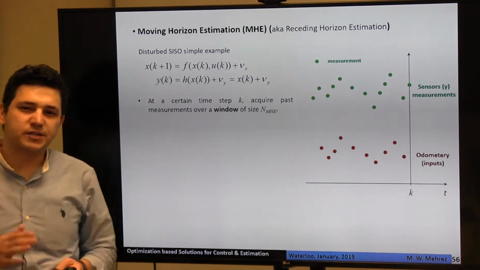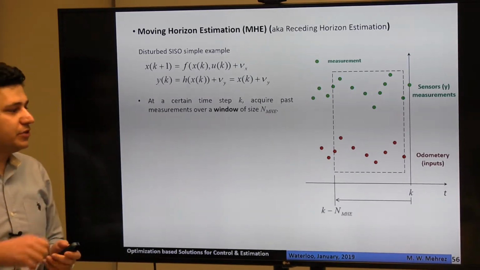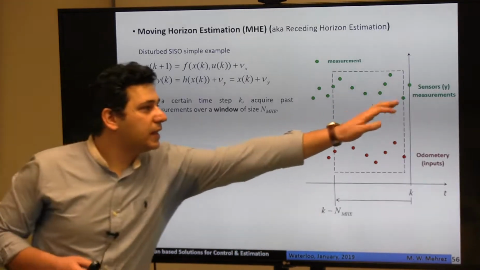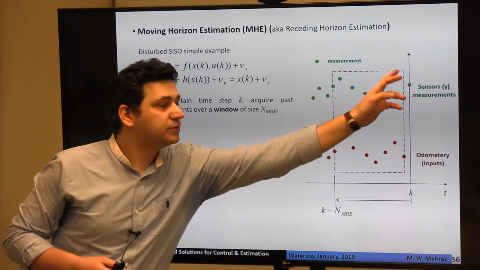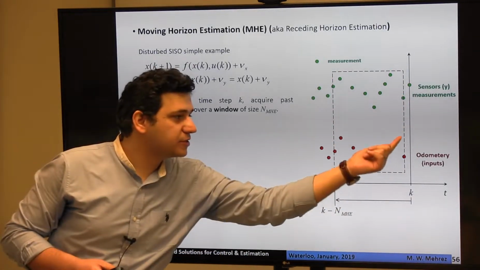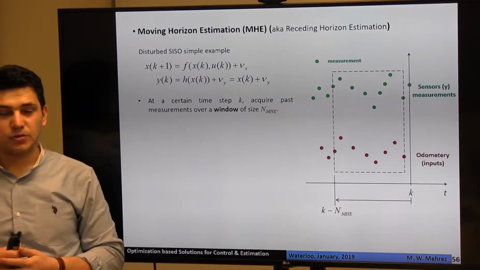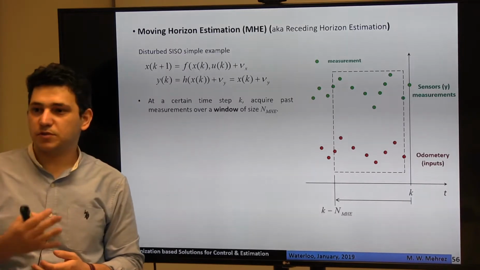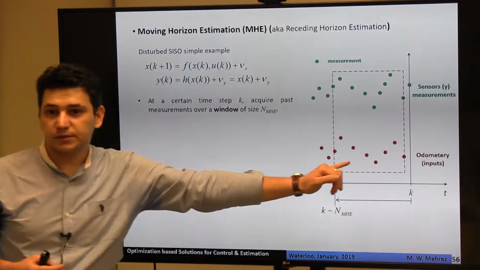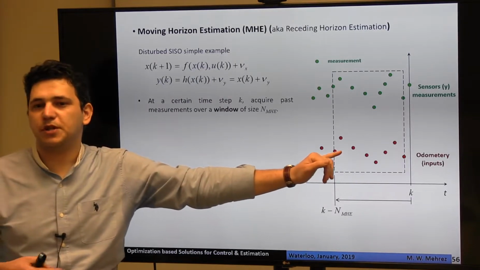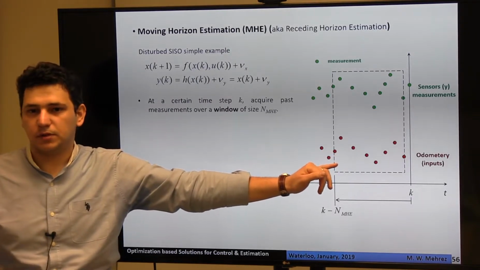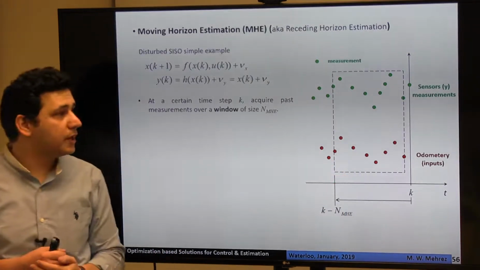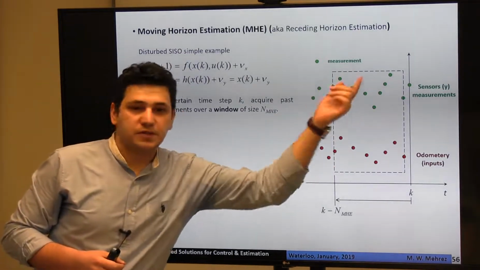So what we do in MHE is that we look backwards, and for a certain window size of length N_MHE, we will look at all the measurements in this window, and all the control action measurements in this window. So you know what control actions you applied here, right? Because you know what control commands you send to your controller, so you know the control actions here. Or you can measure them using the odometer, for example, or a gyroscope or an IMU. You can measure your inputs, okay? And also you can measure your output through the sensor, right?